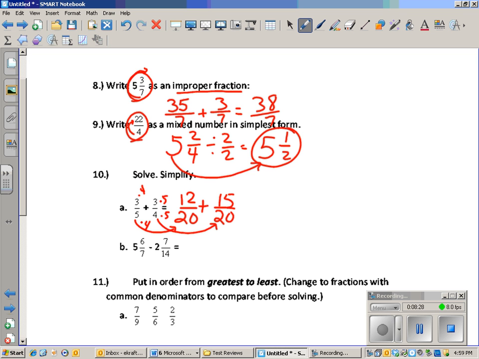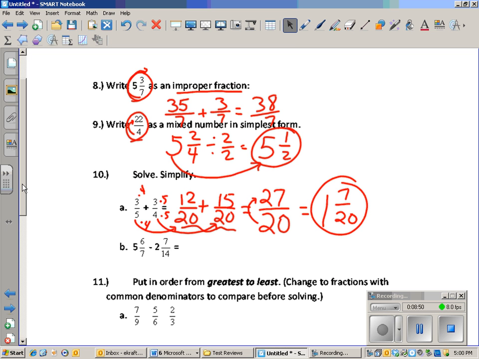We're going to add these two fractions together. When I have common denominators, I just bring that denominator over. 12 plus 15 is going to be 27. This is an improper fraction. I need to see how many sets of 20 are in 27. That's going to be one set with 7/20 left over. And hopefully you got that one as well.